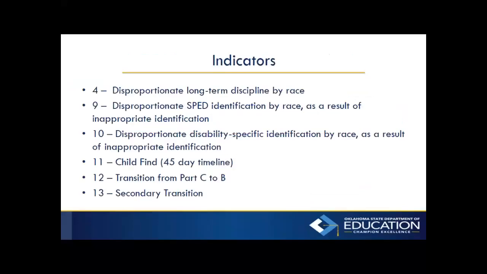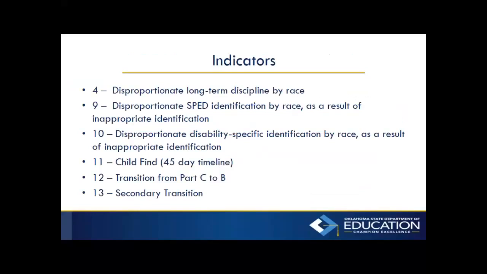Okay, so indicator 4 is disproportionate long-term discipline by race. 9 is disproportionate SPED identification by race, resulting from inappropriate identification. 10 is similar, but it's broken down by disability-specific areas, and we'll talk through in a moment what those are. There are 6 disabilities that we must look at.